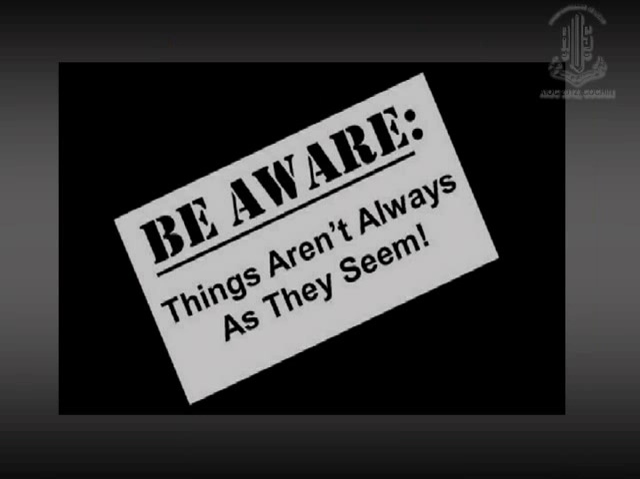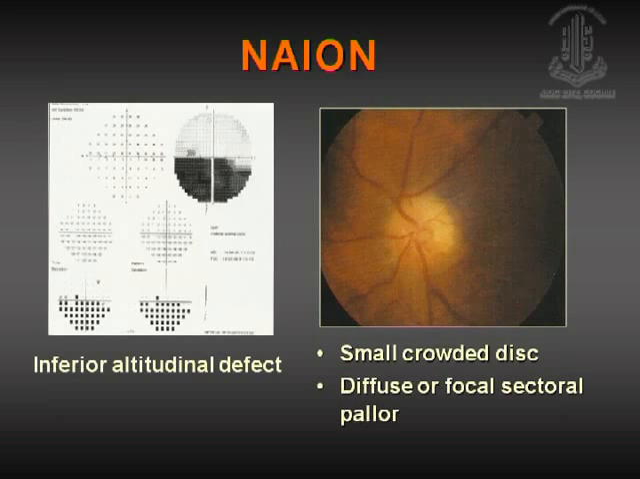But things aren't always as they seem. You can see a picture like this showing typical inferior arcuate scotoma or inferior altitudinal defect. But when you see the disc, it is a small crowded disc showing diffuse or focal sectoral pallor suggestive of non-arteritic anterior ischemic optic neuropathy. So it's not that the fields are important, it's important that you correlate it with the disc finding.